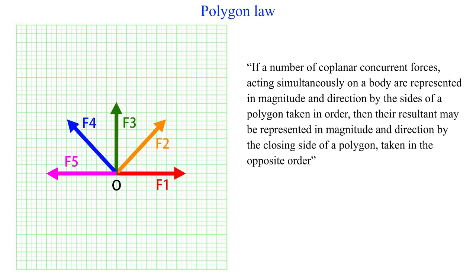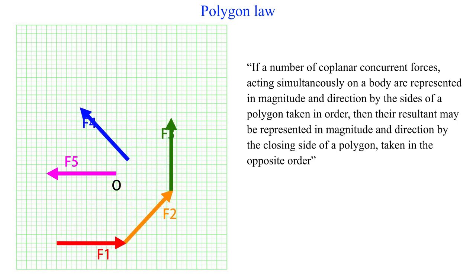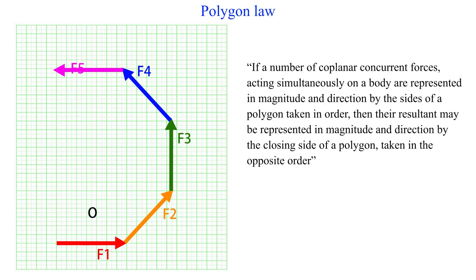Consider the force system. Here, forces F1 to F5 are concurrent, in the same plane, and also passing through a common point O. If all the forces are put in the form of a polygon, then the closing side of the polygon represents the resultant in magnitude, while the direction is from the arrowhead of the last force to the tail of the first force in the polygon.